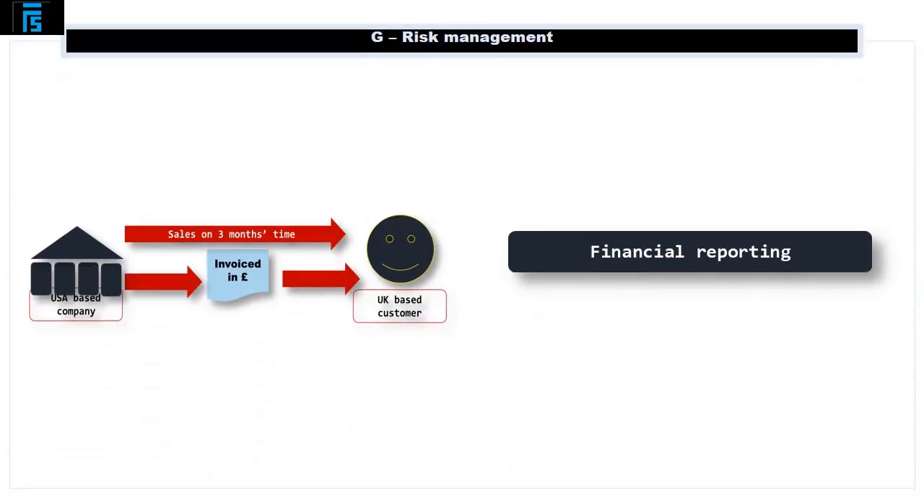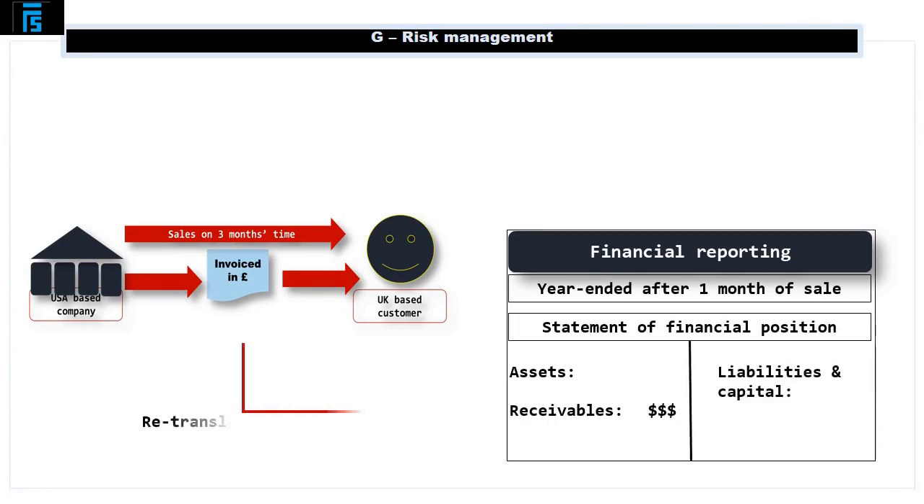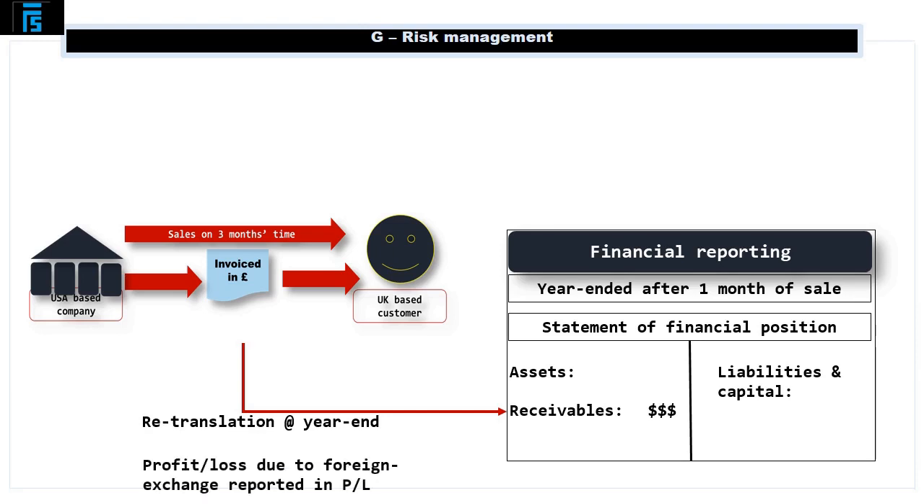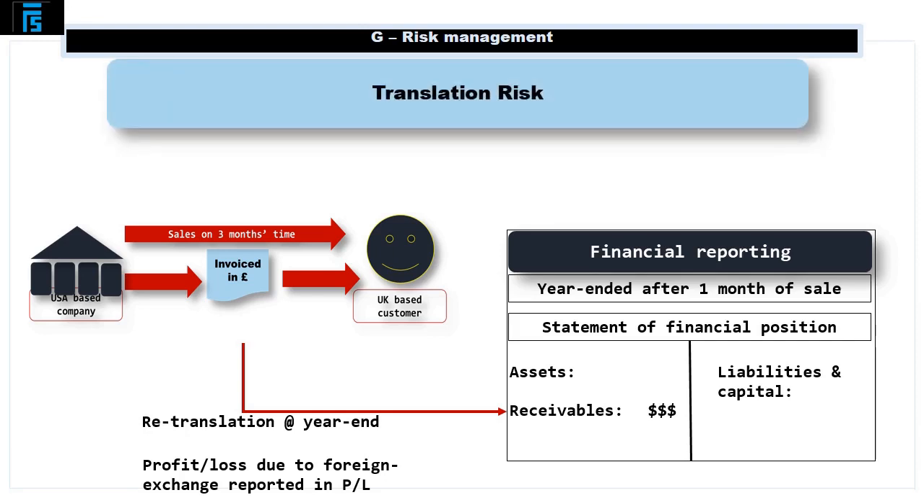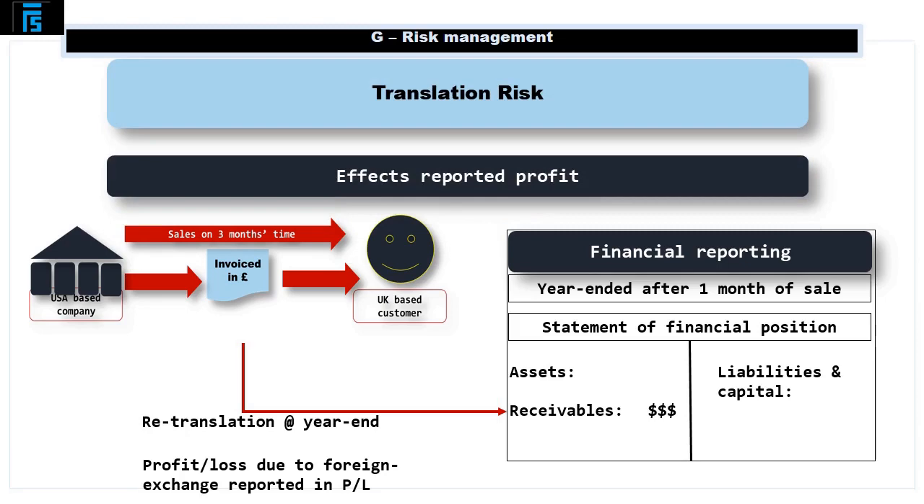Now, suppose we have a financial reporting deadline, such as the year end, 1 month after we make the initial sale. At the year end, we will have a foreign currency receivable on our statement of financial position, being the amount that our UK customer owes us at that point. This receivable would need to be retranslated at the exchange rate prevailing at year end, and any movement between the point of sale and the year end in that exchange rate will therefore result in a profit or loss due to foreign exchange. This is known as translation risk and will affect reported profits.